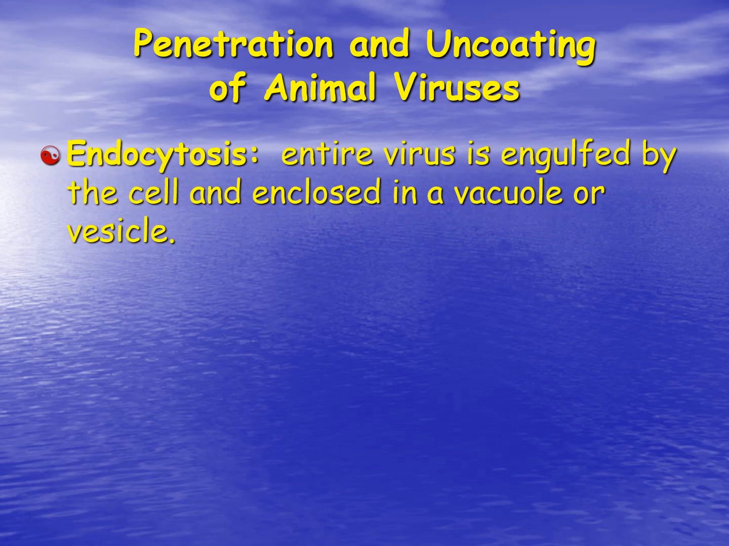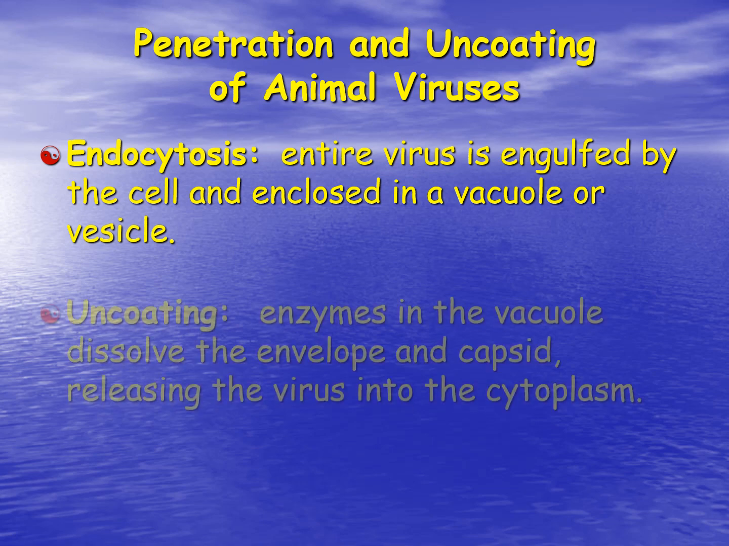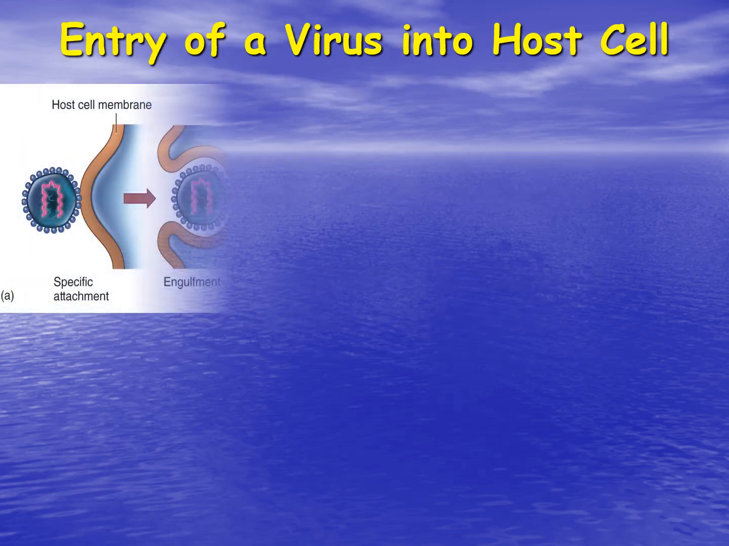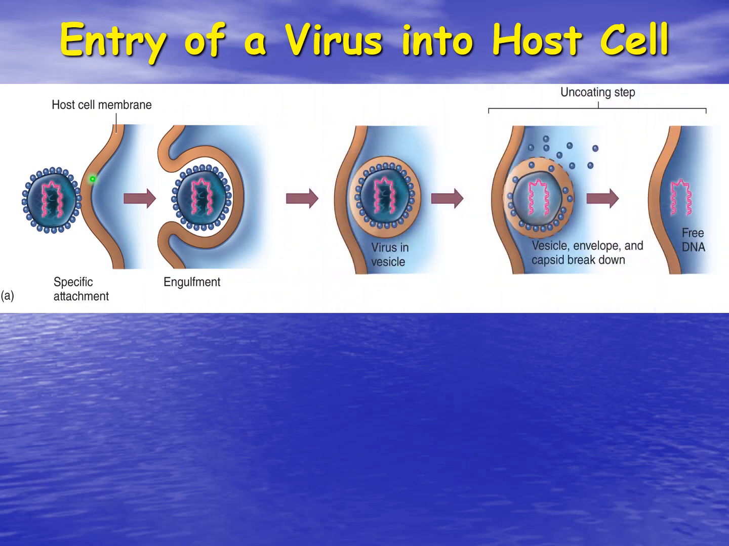Now, once the virus is adsorbed to the receptors, this usually will trigger then endocytosis. The entire virus will be engulfed by the host cell and enclosed in a vacuole or vesicle. Enzymes in the vacuole then dissolve the envelope and the capsid, if they have an envelope, and release the viral genome into the cytoplasm. So here we've adsorbed. We then trigger endocytosis and uncoating once we are in the host cell.